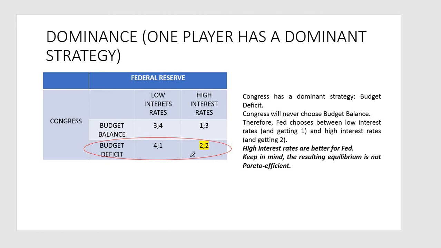It doesn't really matter, by the way, which kind of analysis you apply. You can also do successive elimination of dominated strategies or best response analysis. The resulting Nash equilibrium will be just the same. Again, keep in mind that this is not a Pareto efficient outcome. It's possible to improve payoffs of both players simultaneously if we shift to this cell, the one associated with the combination of budget balance and low interest rates.